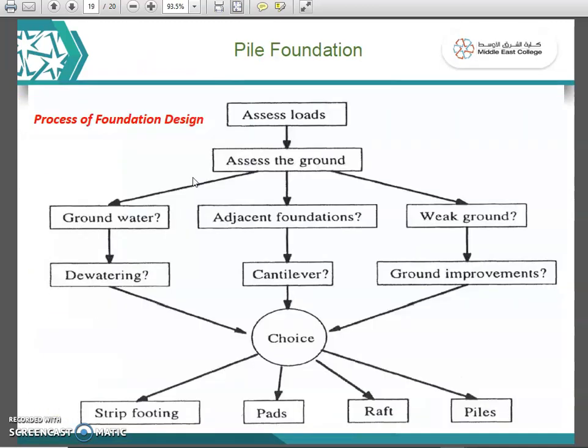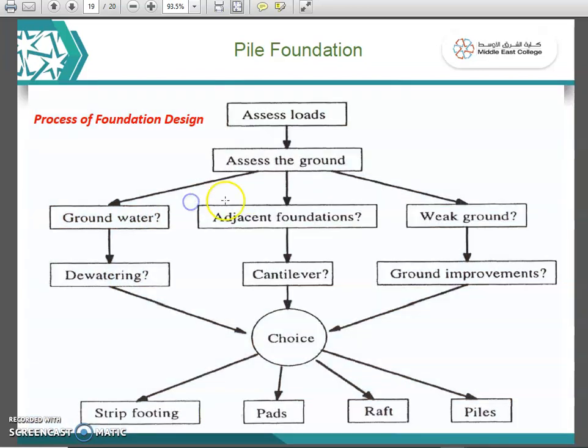So finally, the process of foundation design. First of all, this is very important. As a civil engineer, you should know the process of foundation design. You have to assess loads, that is, first how much load is coming onto the ground. Then you have to assess the ground. When you assess the ground, you have to check whether there is any evidence of groundwater. If yes, you have to go for dewatering.